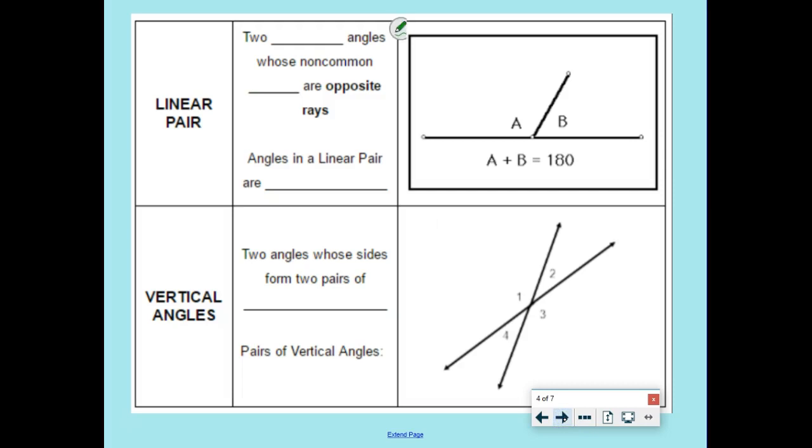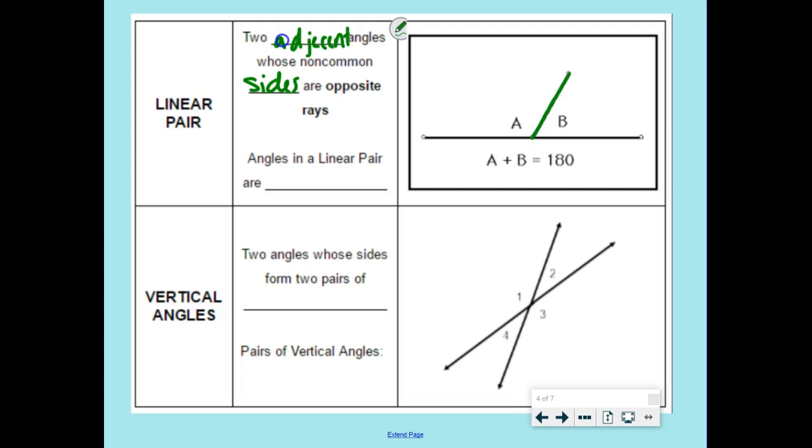Linear pair: two adjacent angles whose non-common sides are opposite rays. So, two adjacent angles.